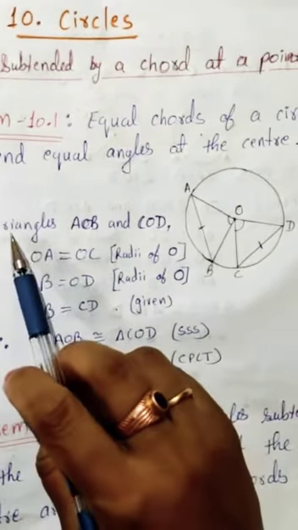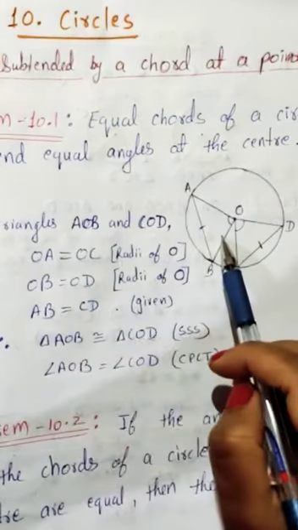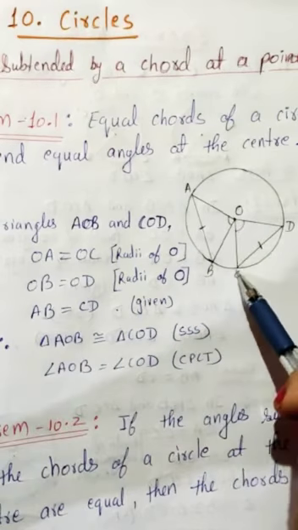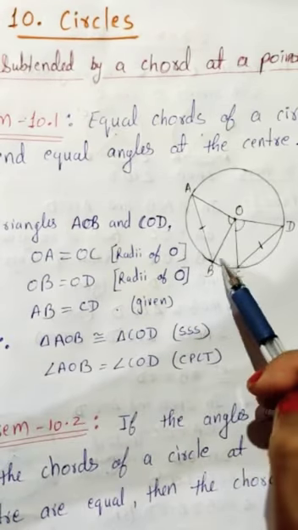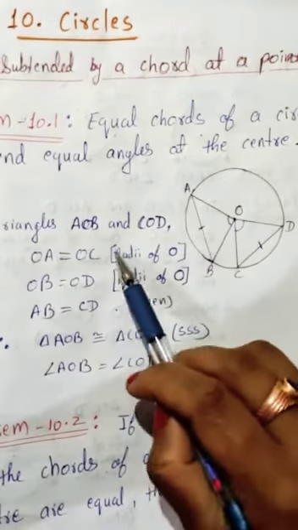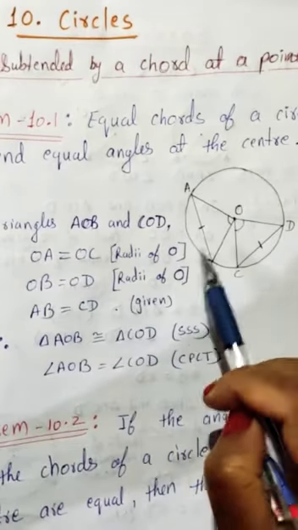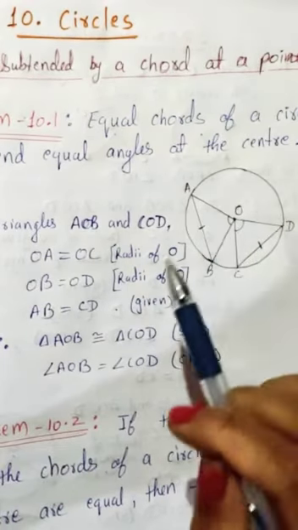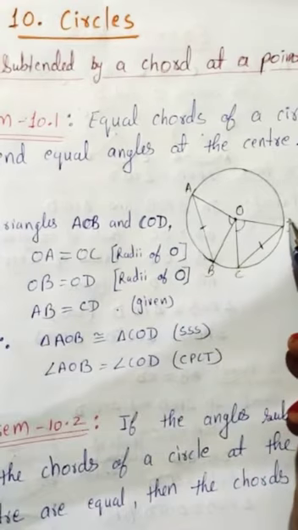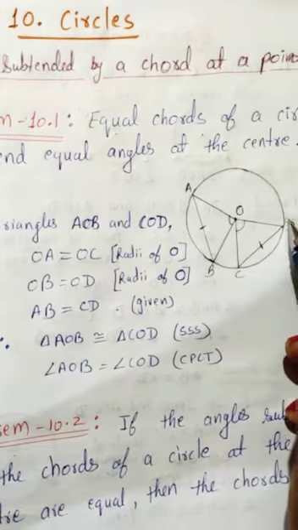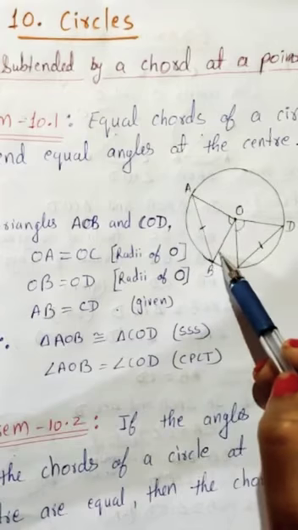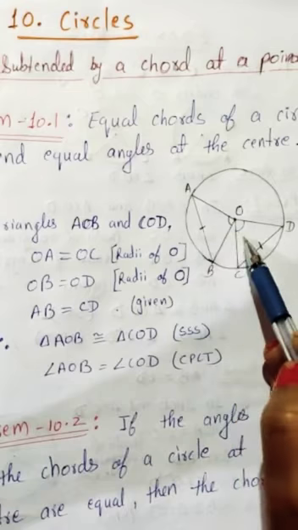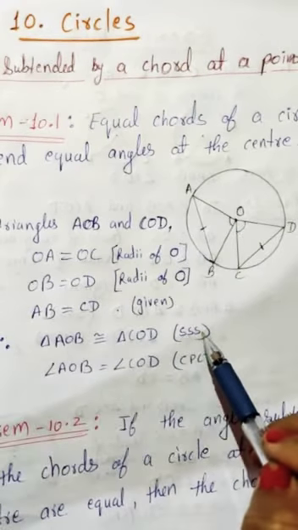Now we'll just see in triangles AOB and COD. In these two triangles you can see OA is equal to OC, and OB is equal to OD. The reason for both these will be radii of the same circle. Since these are the radii of only one circle, all these will be equal. Then AB is equal to CD because this is given in the question. So therefore triangle AOB will be congruent to triangle COD by side, side, side criteria.